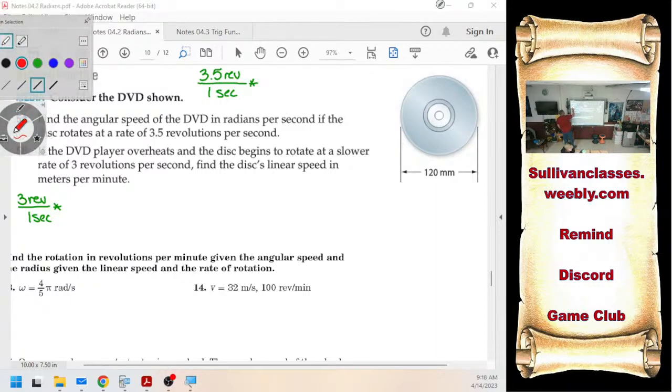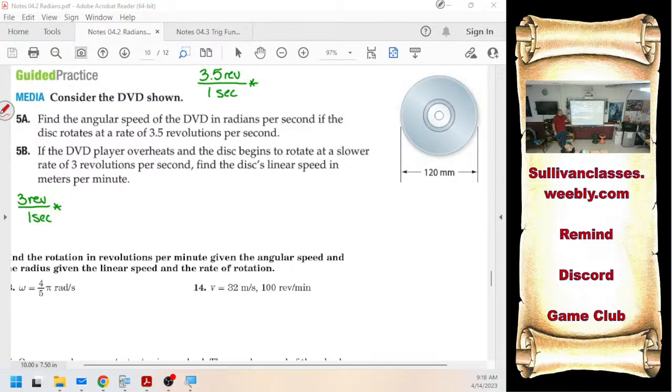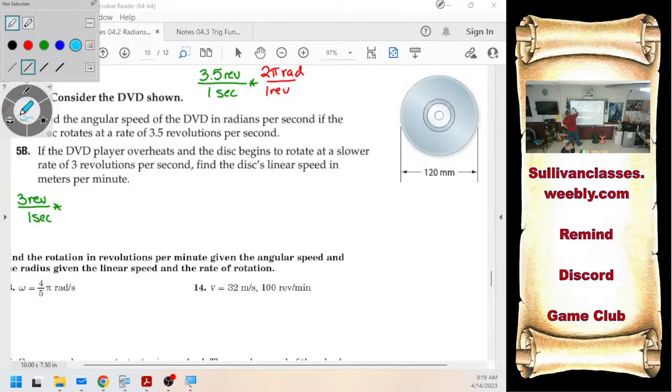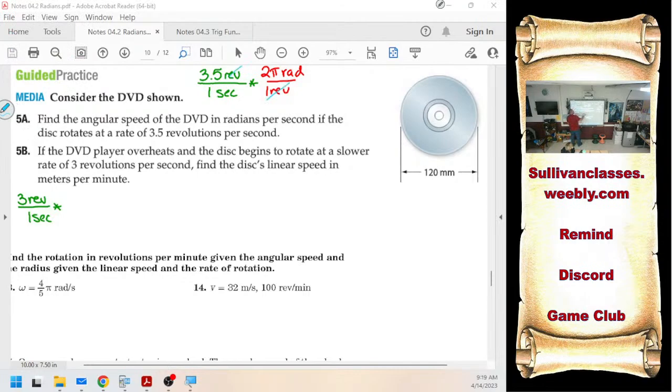First one. Angular speed is currently 3.5 revolutions per second. I want to go over to radians per second. So this is just one conversion and done. We're going to do 1 revolution is 2 pi radians. Crossy, crossy. Getting 3.5 times 2 is 7, times pi is 7 pi radians per second. Easy peasy.